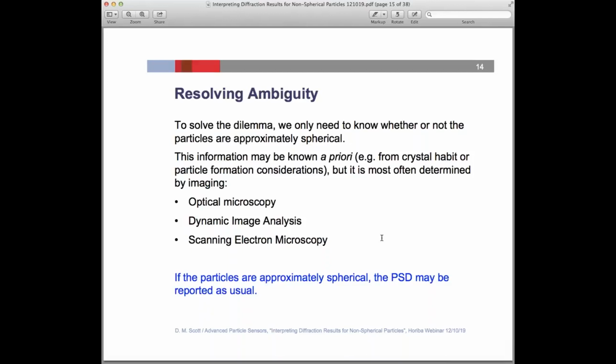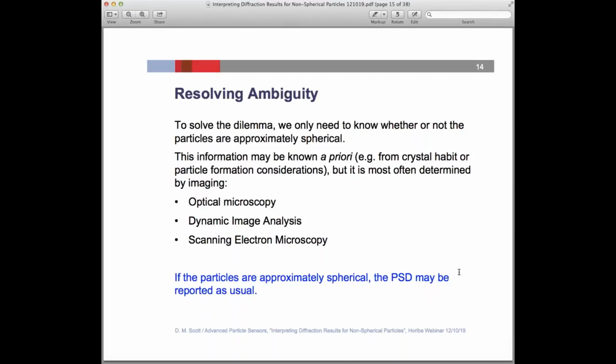But certainly, if you're talking about an aspect ratio of 2, where the rod is twice as long as it is wide, then you're talking about a very different way of interpreting the results, and we'll talk about that in a second. So, how do we get this information? It can be known a priori. For instance, if you know what the crystal habit is, then you can just assert, well, I know that these crystals grow in a certain way, and you can just assert that they're non-spherical. Or you can use one of these microscopy type of approaches.